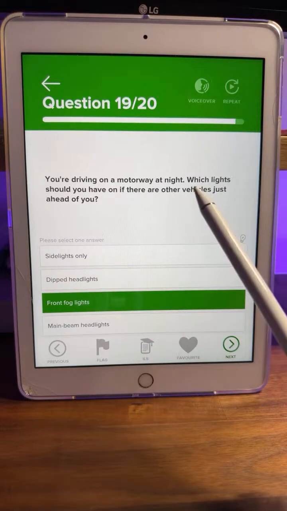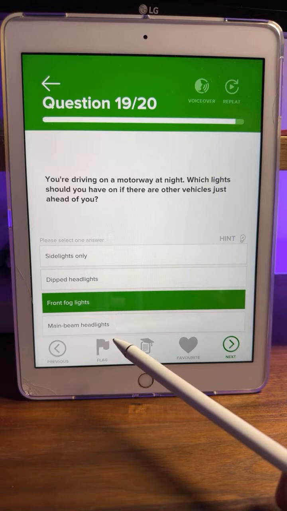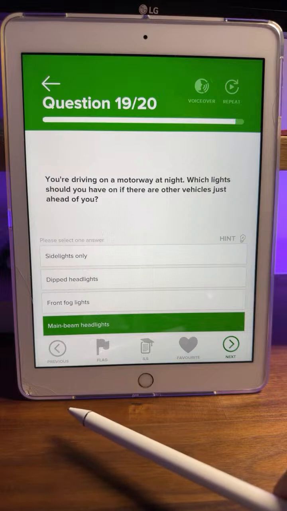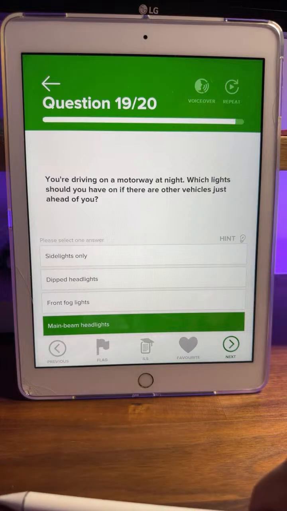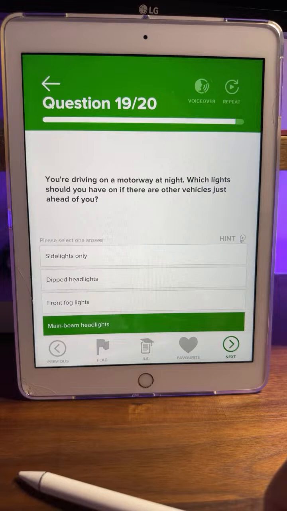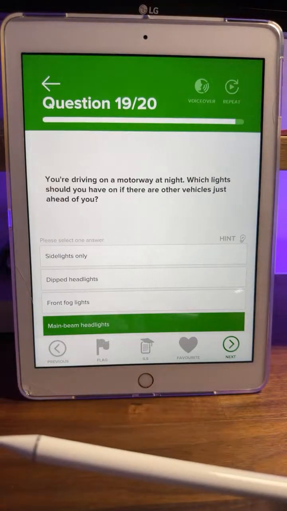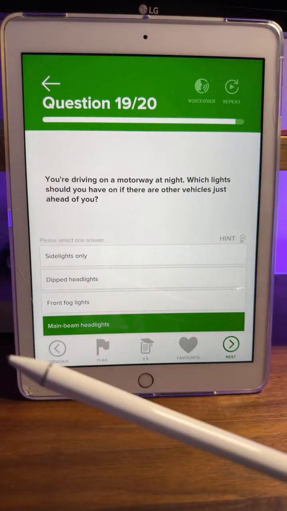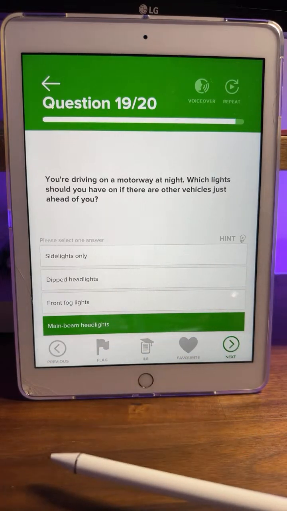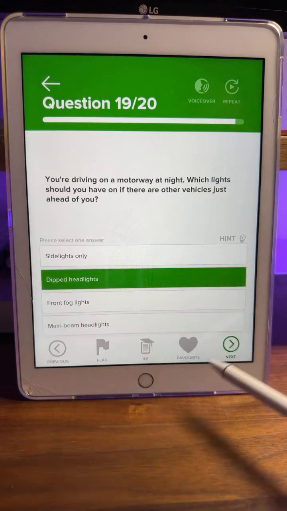Front fog lights, nope, it's not foggy, so we don't use fog lights when it's not foggy. Main beam headlights, no, you're going to blind those people. When is main beam used? Abby, good question. You can use main beam if you're driving on a country road that's unlit, or even on a motorway that's unlit, as long as you don't have any vehicles in front of you that you're following or oncoming traffic. Then you can use your full beams. It just lights up the road a lot further. As soon as you've got vehicles, switch the main beams off and stick them back onto your dipped headlights.